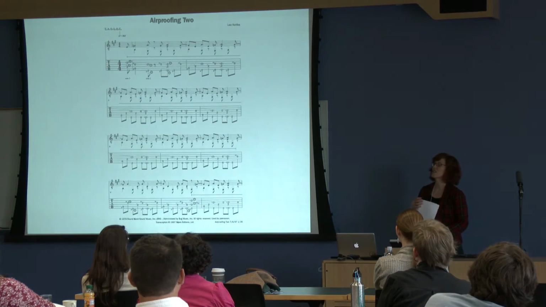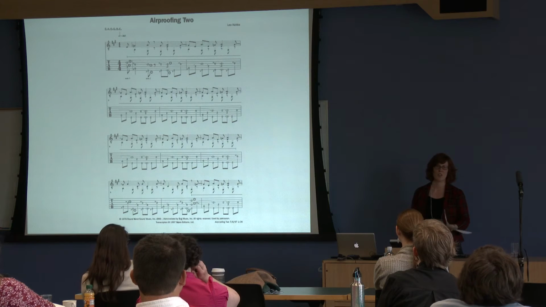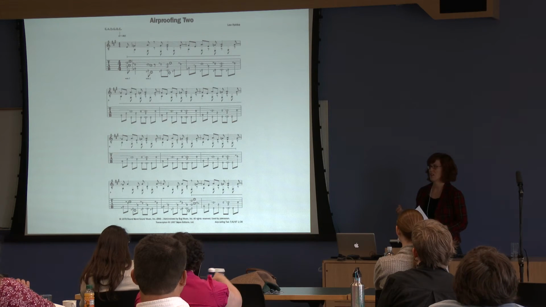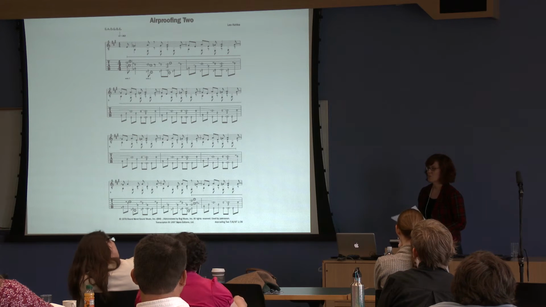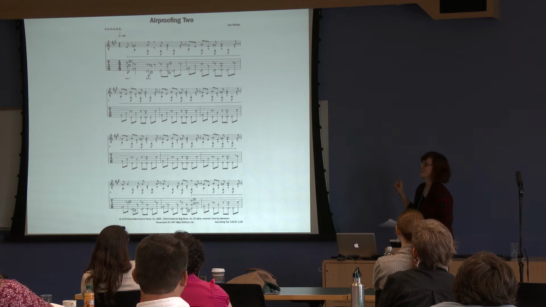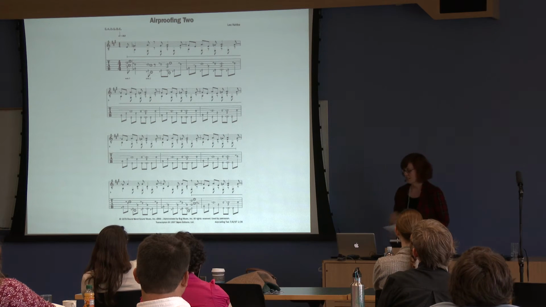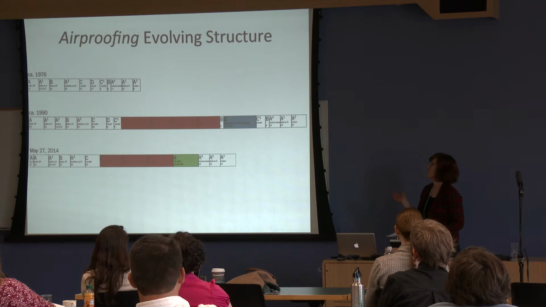So musical works are not necessarily fixed items in the way that a book or another artifact or object is. They keep changing a lot, and one of the things that we can keep track of with how they change is the title. This is the later version, Airproofing 2, of the song. And here's just a chart that shows how much the song has changed.